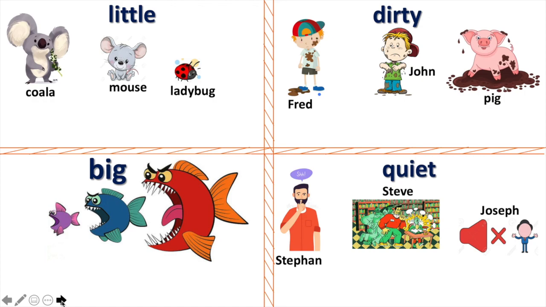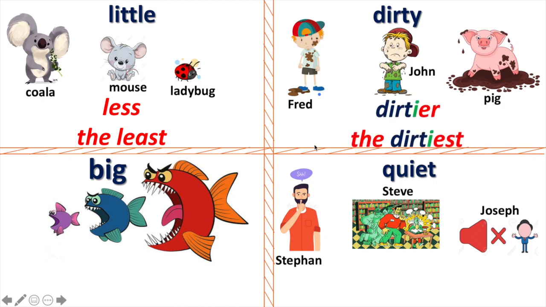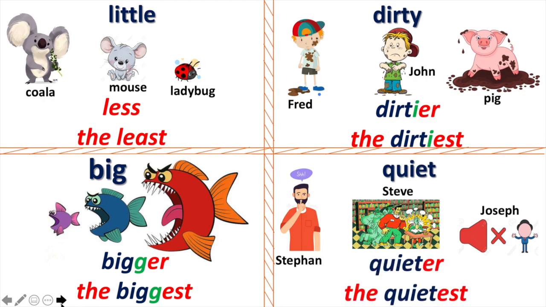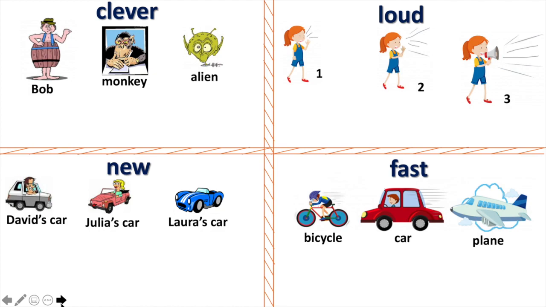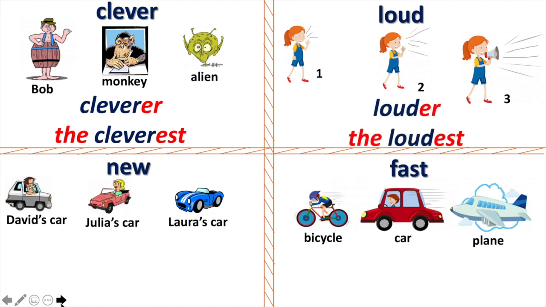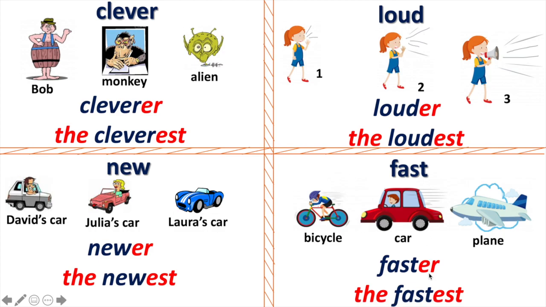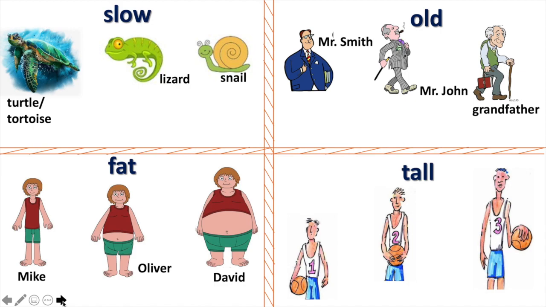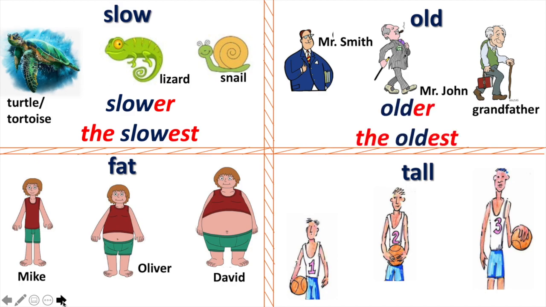Perfect. All right. So little becomes less for comparative, the least for superlative. Dirty becomes dirtier, the dirtiest. Big becomes bigger or the biggest. And quiet becomes quieter, the quietest. Clever becomes cleverer or the cleverest. Loud becomes louder or the loudest. New becomes newer or the newest. And fast becomes faster or the fastest. Slow becomes slower or the slowest. Old becomes older or the oldest.